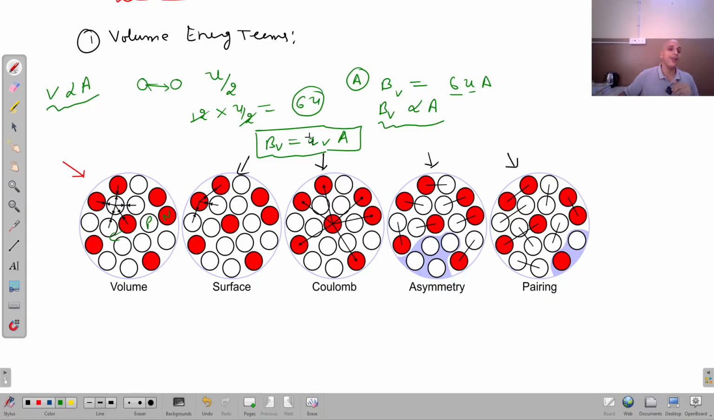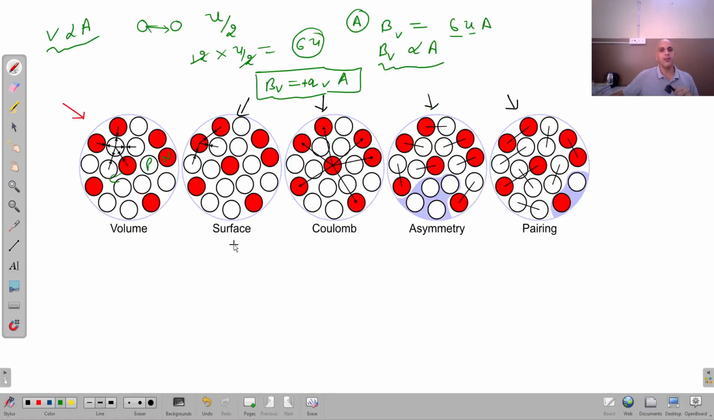One more thing is that this term is taken as positive. Why are we taking it as positive? Because this term is increasing the stability of the nucleus. It is binding the nucleons together inside the nucleus, right? So we are taking binding, meaning binding the nucleons together inside the nucleus, right? So this is positive, right? Now I am coming to the second term. This is the first one.